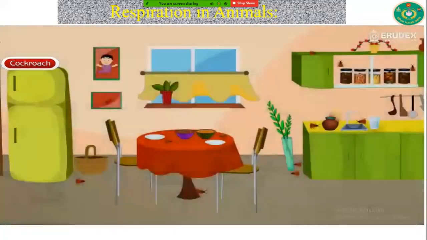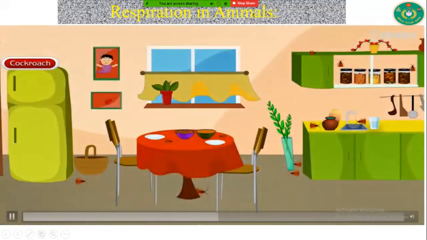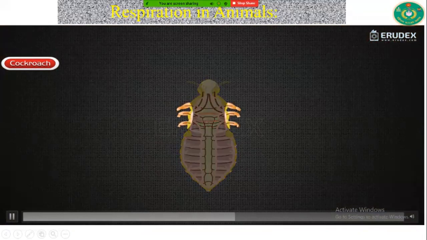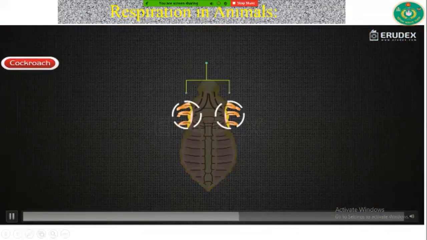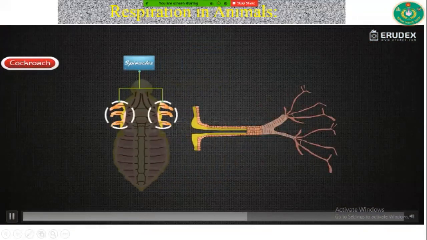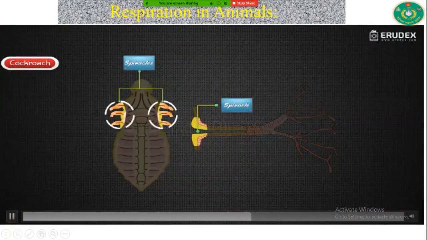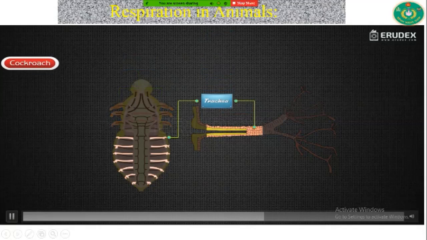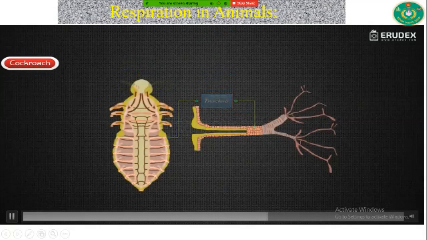Cockroach. Cockroaches are winged insects which live in the cracks and crevices of the houses. On either side of the body, cockroaches have small openings called spiracles, which lead into a network of air tubes called tracheae, which help in gaseous exchange.